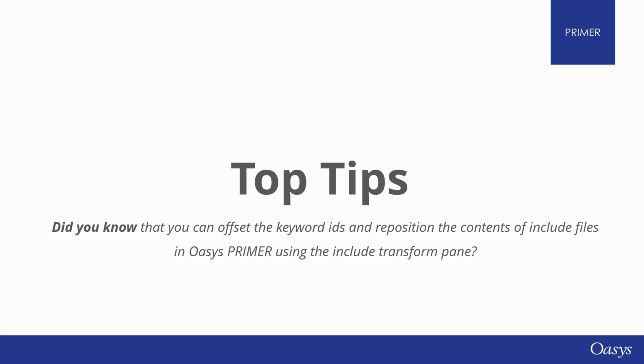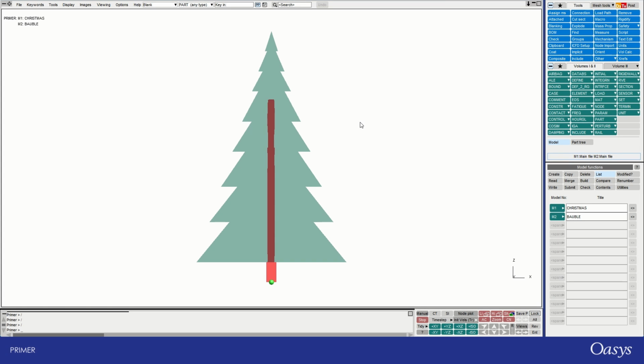Did you know that you can offset the keyword IDs and reposition the contents of include files in Oasys PRIMER using the include transform pane? Today I'm going to show you how you can use the include transform functionality in Oasys PRIMER in order to position different includes in your model.